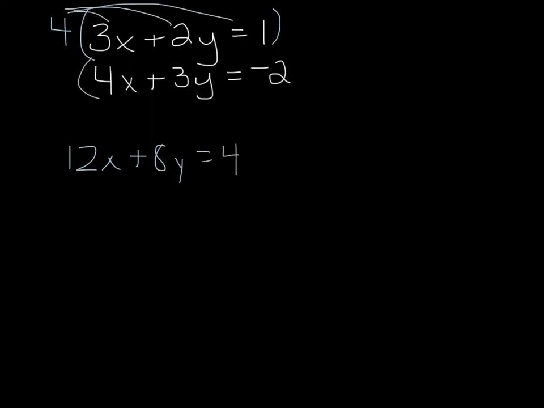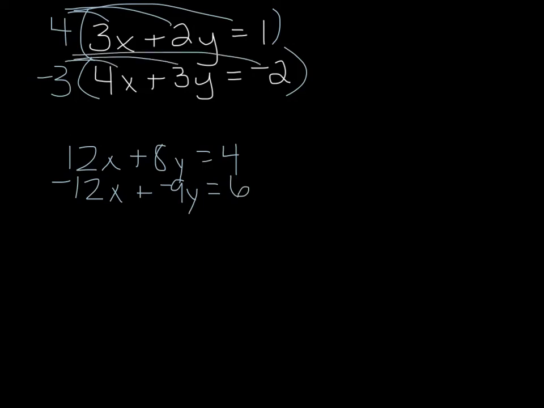So a least common multiple between 3 and 4, or something that they can both multiply by a number to get the same thing, would be 12. So 3 times 4 gives me 12. So when I do that, I'd get 12x plus 8y equals 4 because I multiplied 4 times everything in there. Well, that means I need to multiply something by the second equation to get a -12 for my x's. Well, that means I would have to multiply by -3. So that gives me -12x plus -9y equals +6.